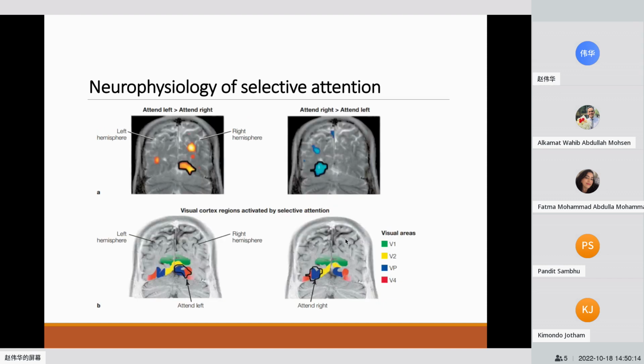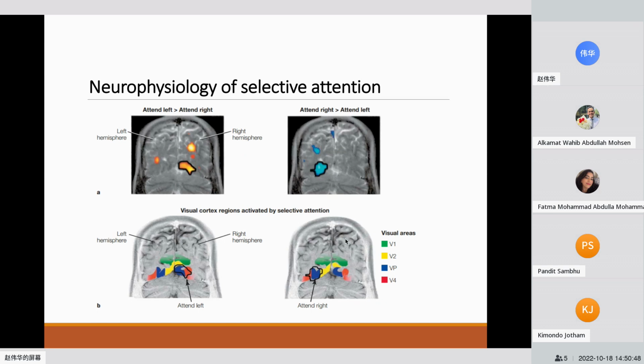So what about humans? Using the fMRI technique and a modified spatial cueing task, they investigated this. On each trial, an arrow cue was presented at the center of the display and indicated the side to which participants should direct their attention. If the arrow showed left direction, the participants were instructed to direct their attention to the left.